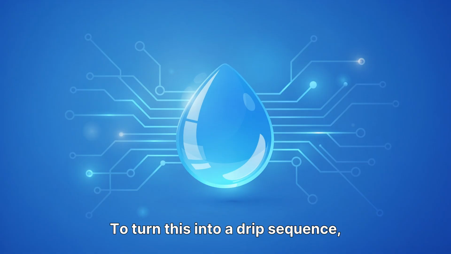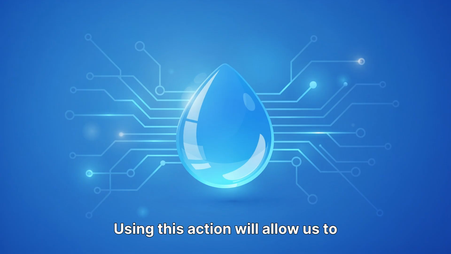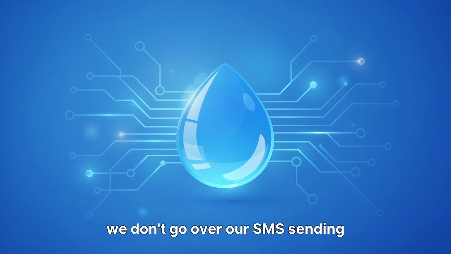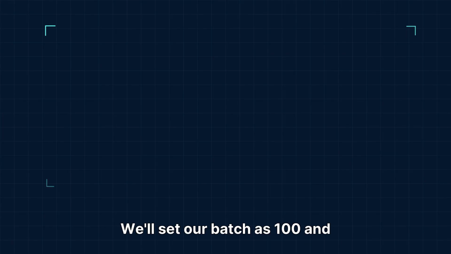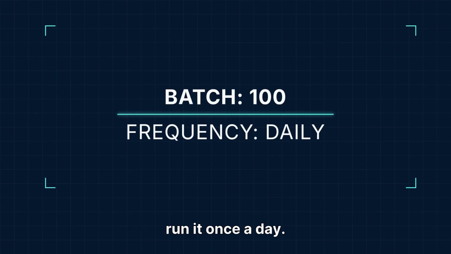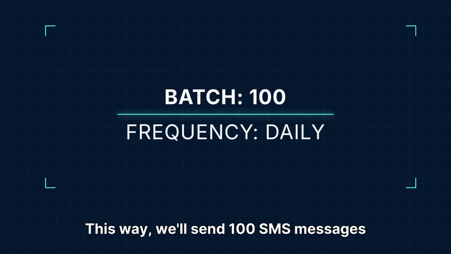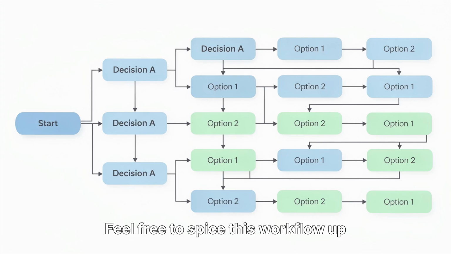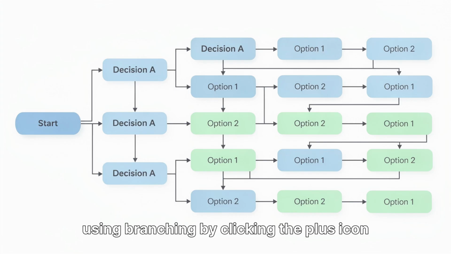To turn this into a drip sequence, we'll add the drip action before our SMS. Using this action will allow us to send our SMS messages in batches so we don't go over our SMS sending limit. We'll set our batch as 100 and run it once a day. This way we'll send 100 SMS messages every day. Then click Save Action.